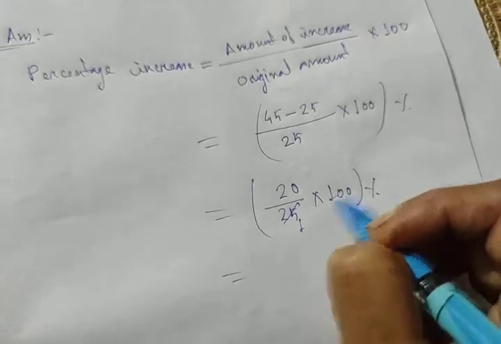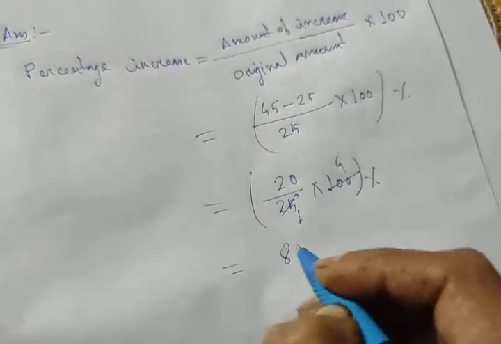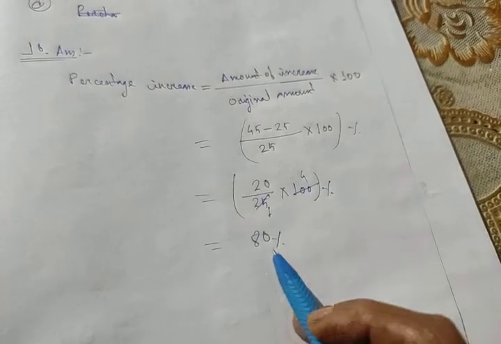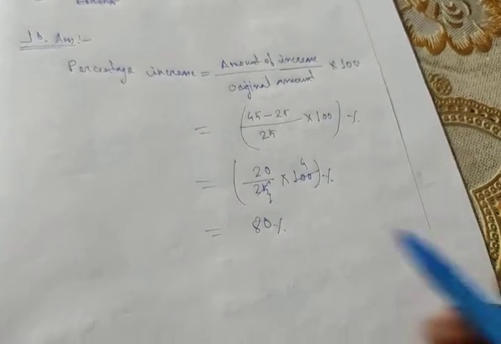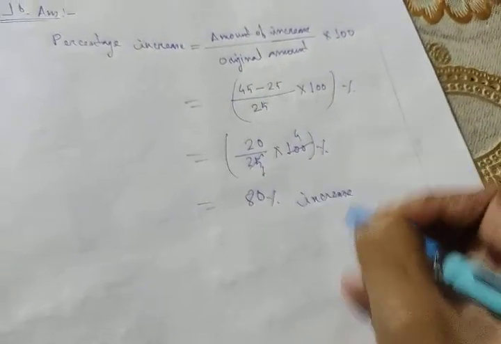Twenty-five ones are 25, 25 fours are 100. So 20 into 4, 80%. Now here, is 80% increasing or decreasing? Increase. So 80% increase. This will be your answer.